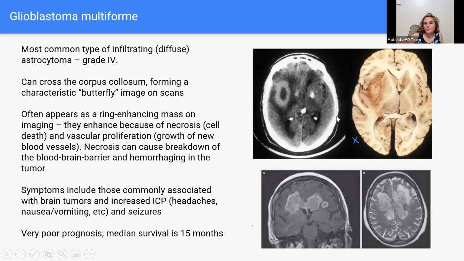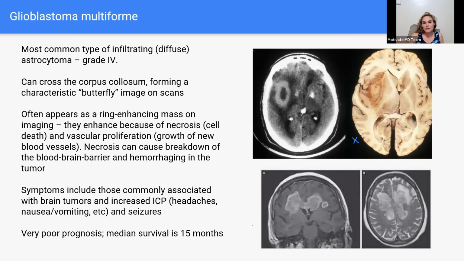Symptoms for glioblastoma are going to be those that are common for all types of brain tumors, right? Because it all goes back to increased intracranial pressure. Regardless of what tumor you have, if you have a tumor in your brain, you're going to have increased pressure and some of these symptoms because the brain is an enclosed space. And glioblastoma has a very poor prognosis. The median survival is 15 months. So when you think about a very malignant brain tumor in adults, think of a glioblastoma.